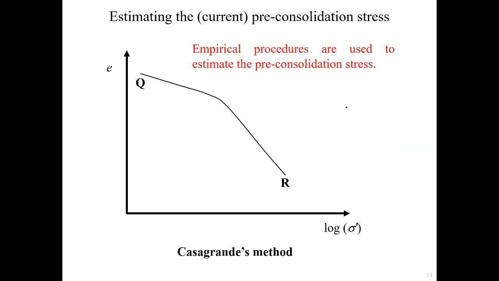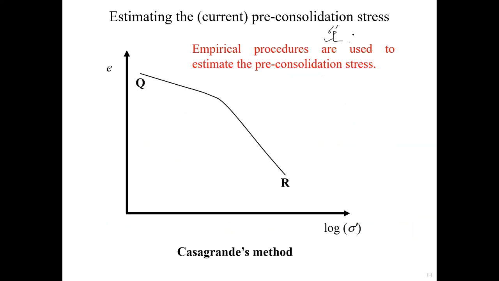So in order to calculate the settlement, we need to estimate the pre-consolidated stress first. So we need to work out the sigma P prime first. Here we have the Casagrande method to estimate the pre-consolidated stress sigma P prime, and this is a graphical procedure for us to find the pre-consolidated stress.